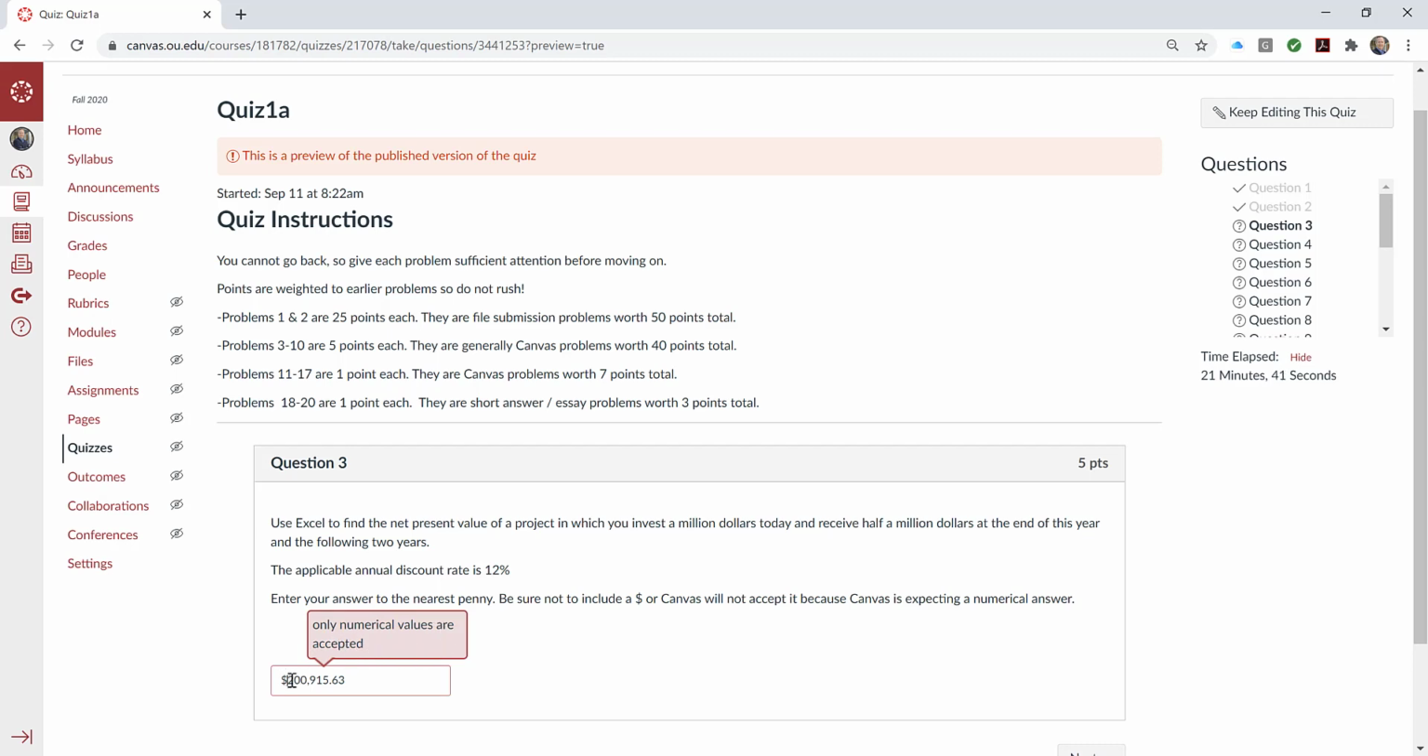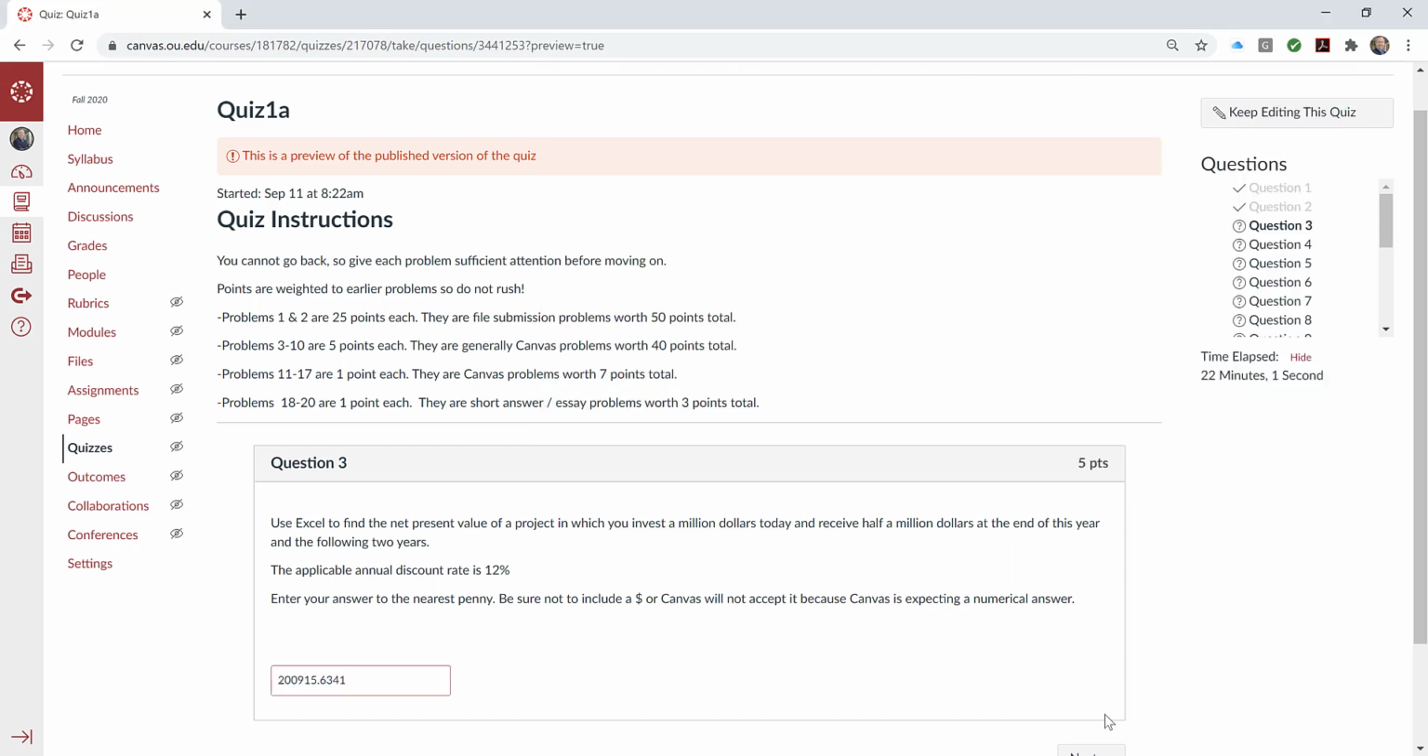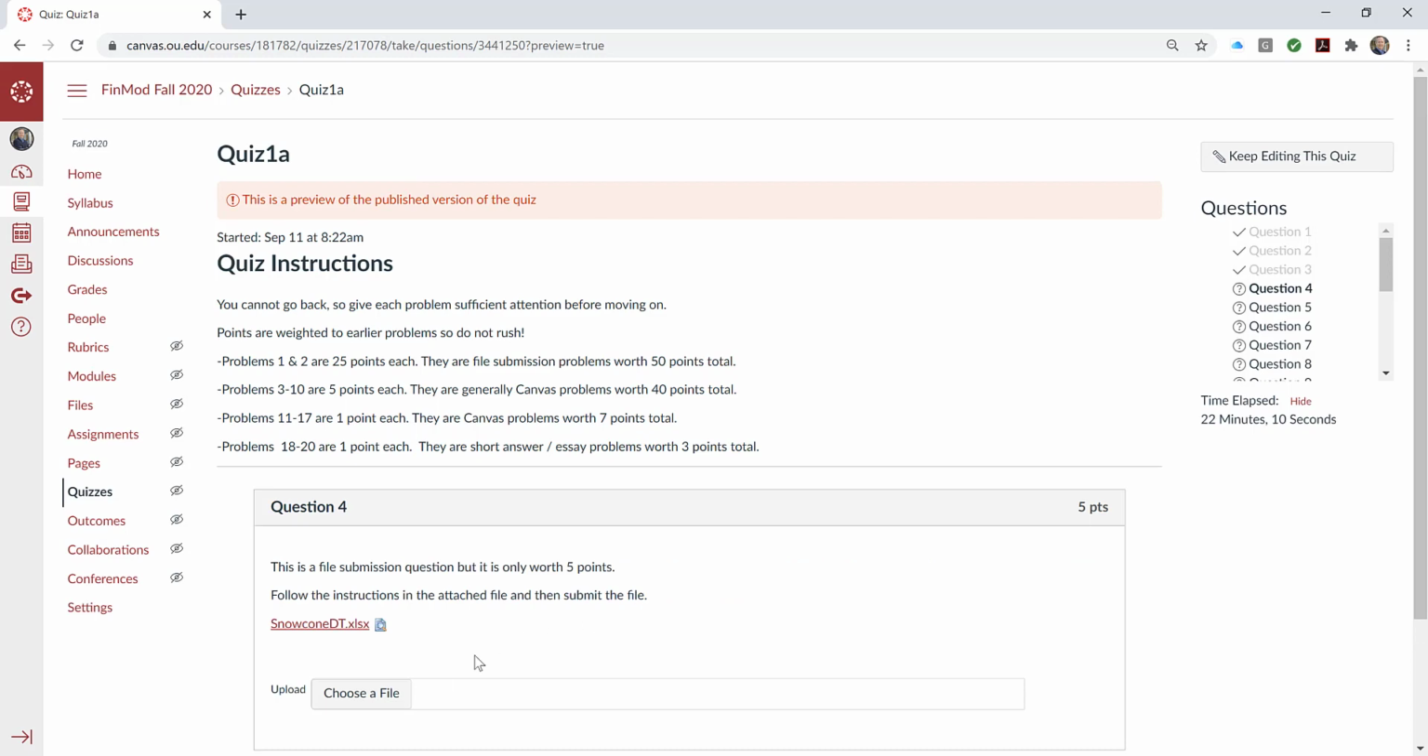So I could either come over here and delete the $ sign and then it would accept it, or I could come back here and format it as something else. Let's go back and format it as general again. Copy, paste, and then it should accept my answer. Now I did sneak one file submission question here. It was only worth 5 points, and some of you told me you were glad because it was difficult for you. Let's talk about how to do that one.